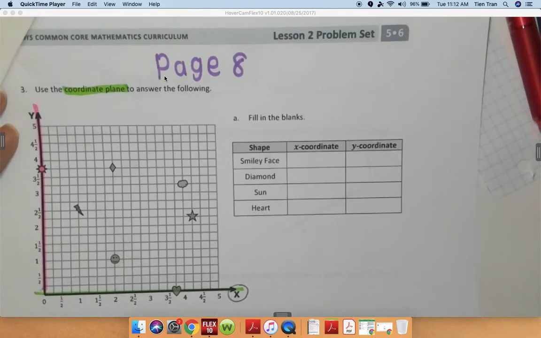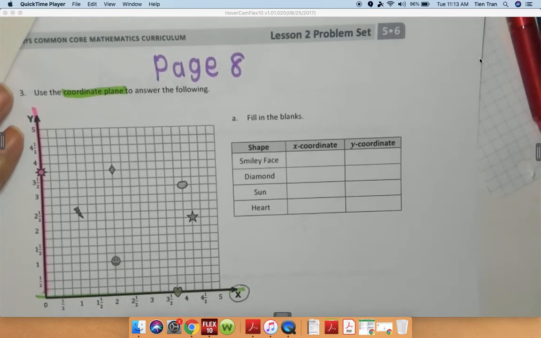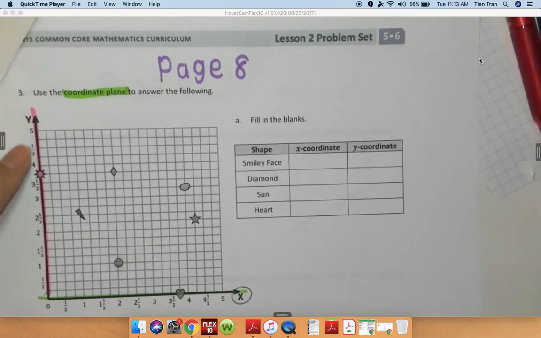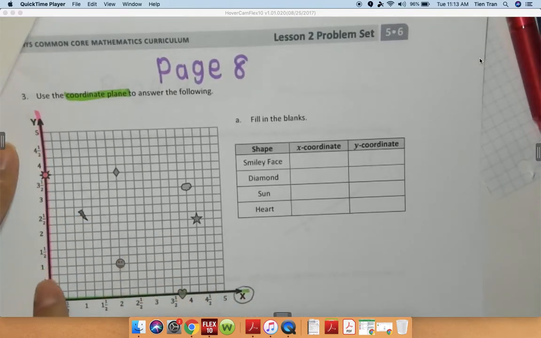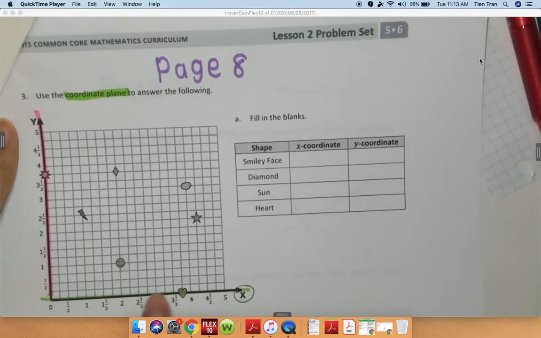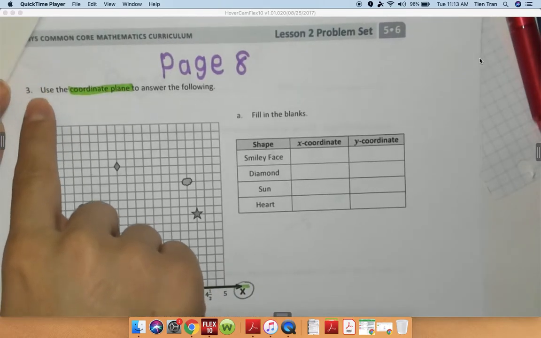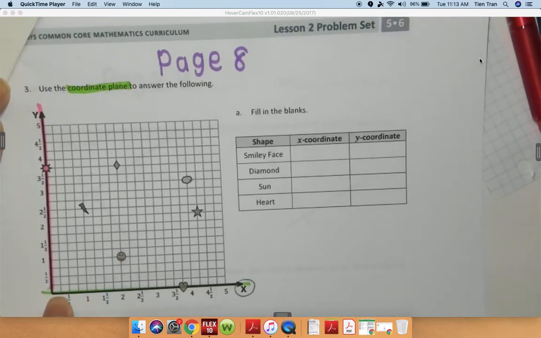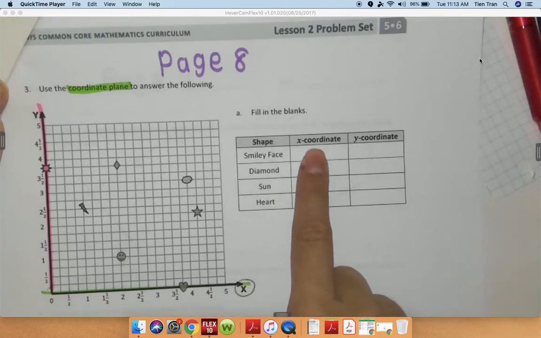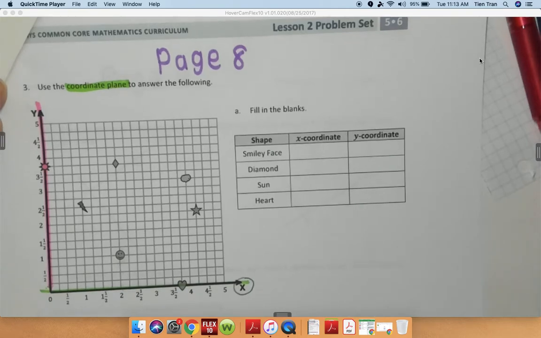We are on page 8, lesson 2, problem set. For number 3, it asks you to use the coordinate plane to answer the following questions. So right here, we have a coordinate plane. That is what it is called. This line right here, the green line, is called an x-axis, and the line that goes up and down is called the y-axis. This is important because the x-coordinate and the y-coordinate are going to tell us where things are located.